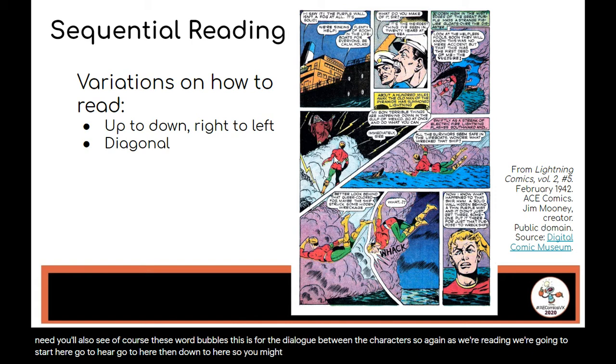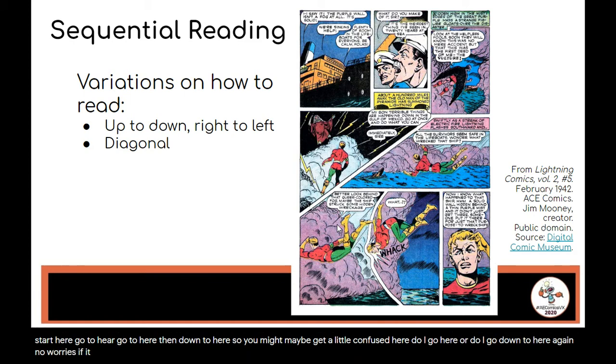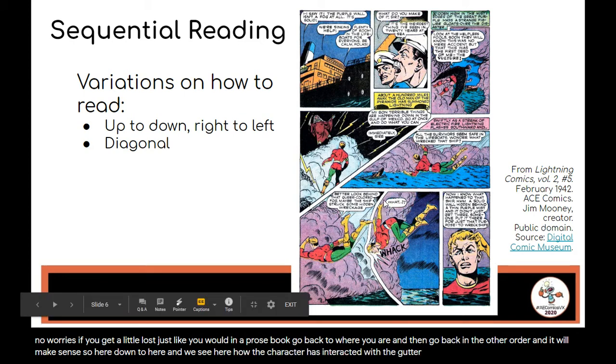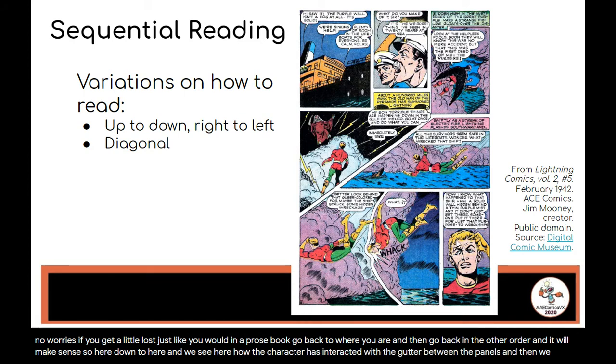So, you might get a little confused here. Do I go here or do I go down to here? Again, no worries. If you get a little lost, just like you would in a prose book, go back to where you were and then go back in the other order and it'll make sense. So in this case, we're going to go from here to here, down to here, and we see here how the character has interacted with the gutter between the panels. And then we come over to here.